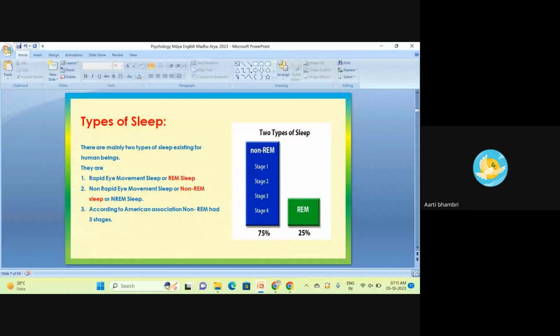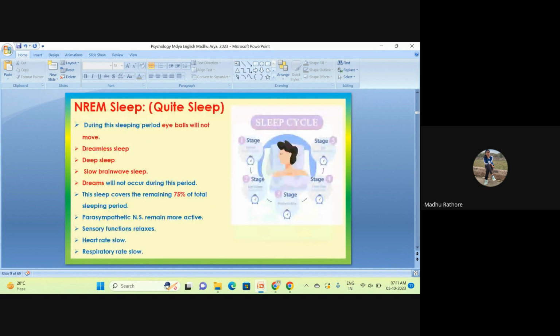Yes, ma'am. Okay. So yes, terminology. Please tell me, non-REM sleep is also known as quiet sleep. Yes. Okay. And according to American Association, non-REM has three stages, not four. And this is non-REM sleep, quiet sleep.